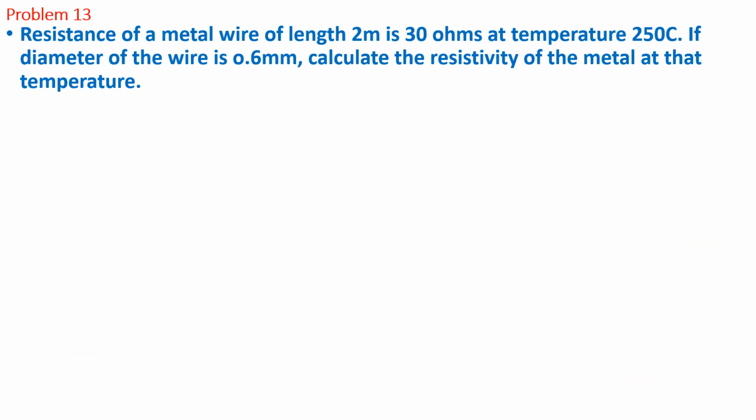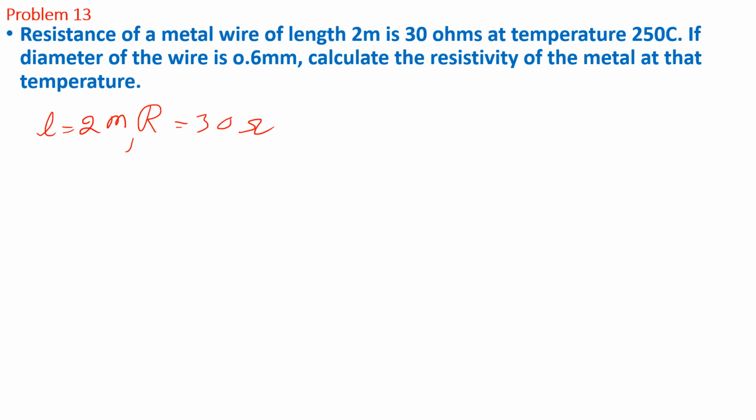The next question which is asked is: the resistance of a metal wire of length 2 meter is 30 ohm. That means the length of the wire is given, it is 2 meter, and resistance R is equal to 30 ohms. That is also given. Next, what we need to find out? At temperature 250 degrees Celsius, here this temperature is of no use. We are not substituting this temperature anywhere. It is given just to say that temperature remains constant while doing this particular experiment.